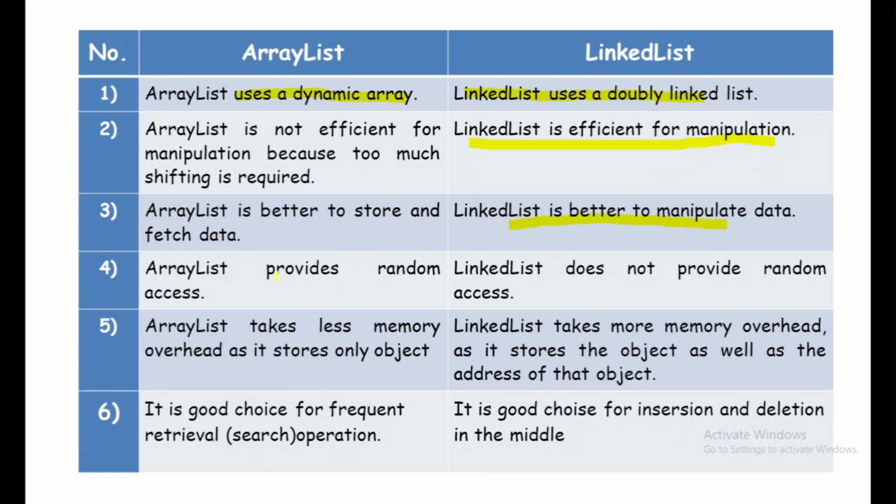ArrayList provides random access, but LinkedList doesn't provide random access. ArrayList takes less memory overhead because it stores the object only, and LinkedList takes more memory because it stores the object as well as the address of the object.